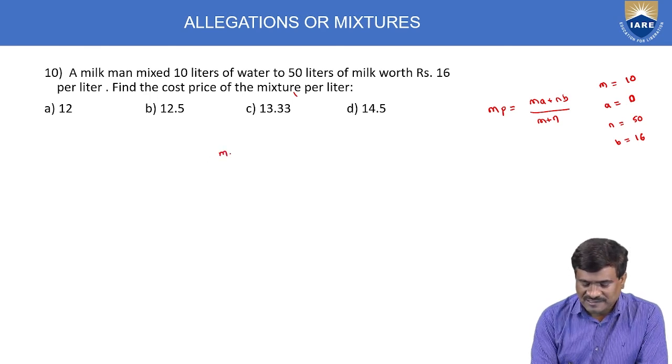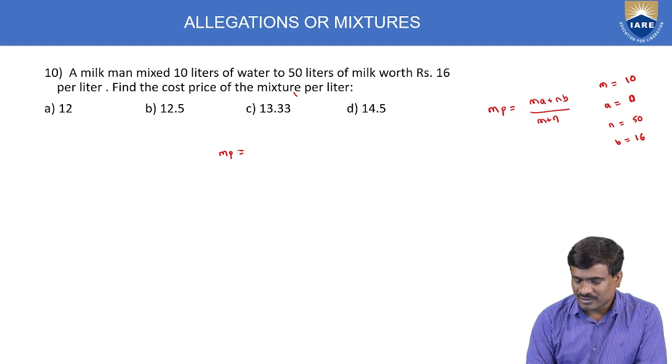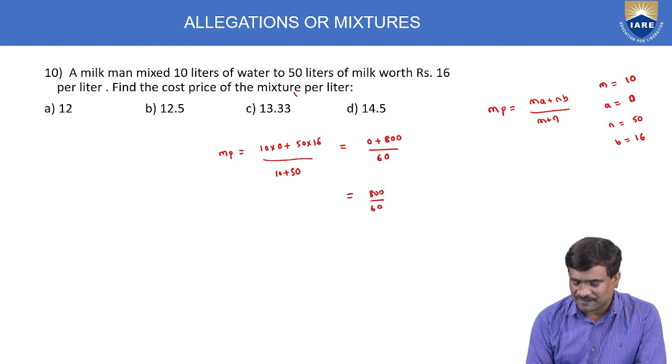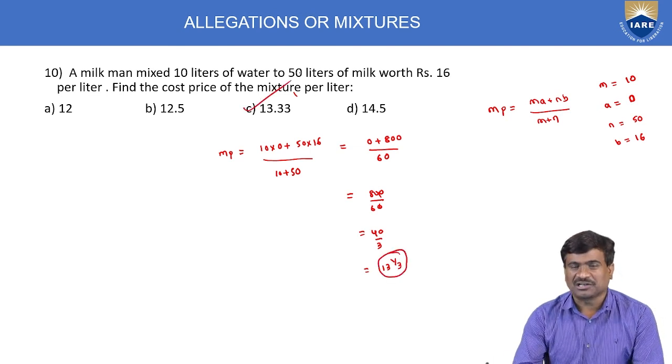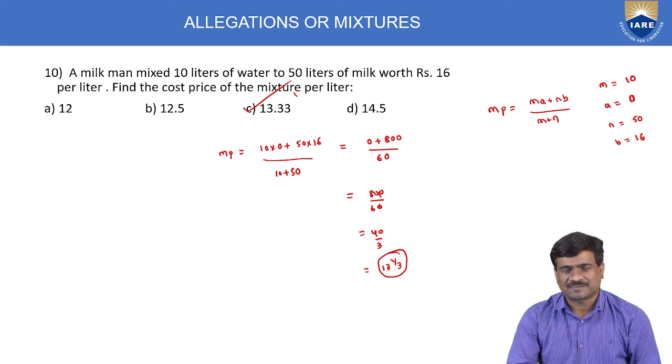Therefore, mixed price is equal to (MA) 10 into 0 plus 50 into 16, divided by 10 plus 50, which is equal to 0 plus 800 by 60, is equal to 800 by 60, is equal to 40 by 3, which is 13 1/3. Means 13.33 per liter. Option C only is correct.